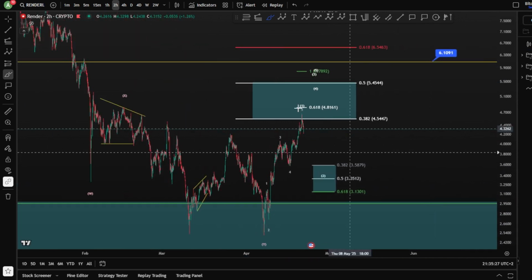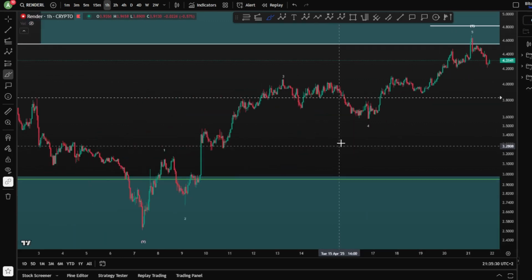And exactly what we are looking at here, let's move to the 1-hour chart for the micro view.